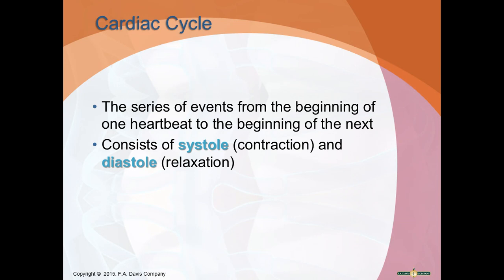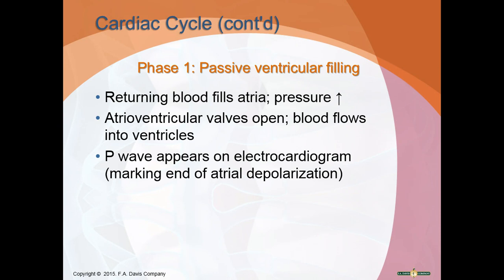So, but we're going to go on to the cardiac cycle. This cardiac cycle is the series of events from the beginning of one heartbeat to the beginning of the next. And that's what it was talking about in our objectives, when it says identify the normal cardiac cycle. So it consists of systole, or contraction, and diastole, relaxation. So we're going to go through that.